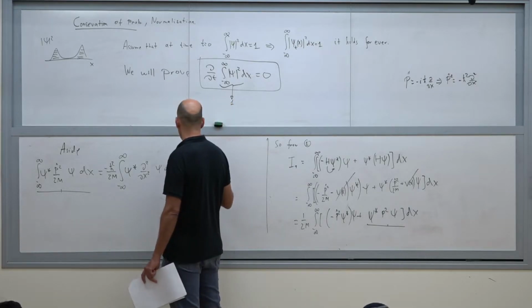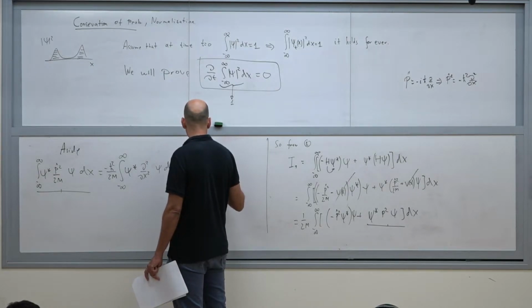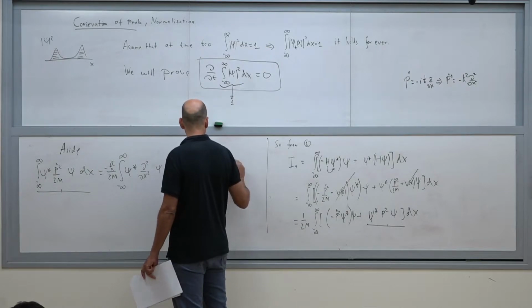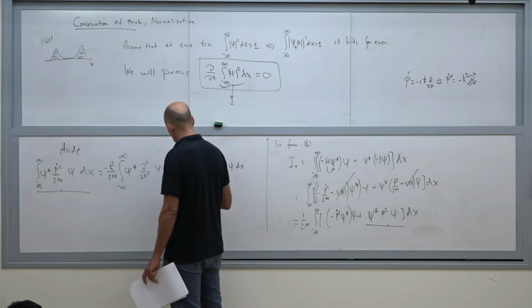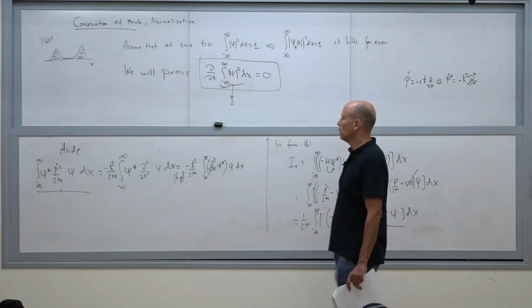And then this guy is equal to h squared over 2m, second derivative of psi dx. As it's by parts to the power 2. Do it 2 times.